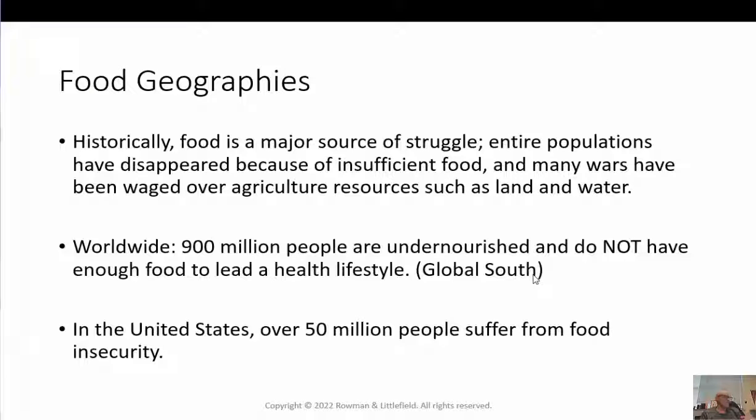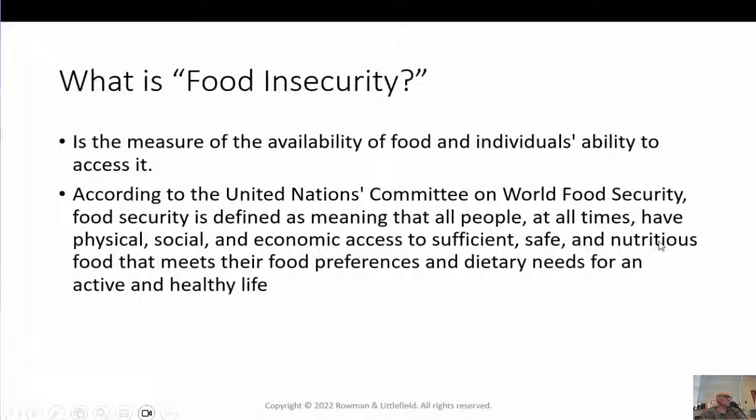Worldwide, we have almost 1 billion people that are undernourished and do not have enough food to live a healthy lifestyle. This is typically what we call the global south. Previous generations, we used the term third world countries. In the United States, about 50 million people suffer from food insecurity. And we'll talk about what food insecurity is, and we're going to look at an example from our research presentation that also addresses that as well.